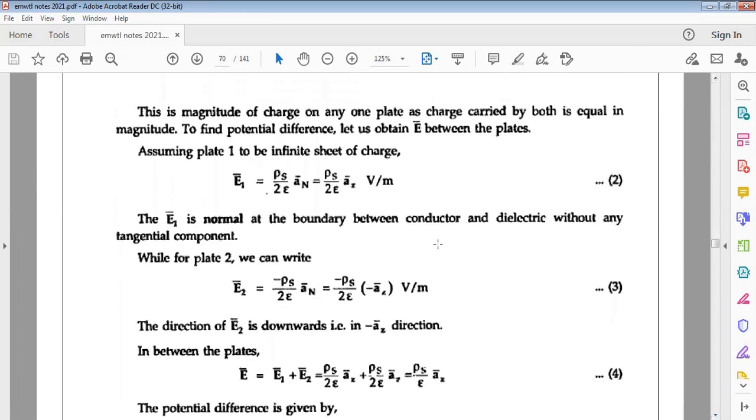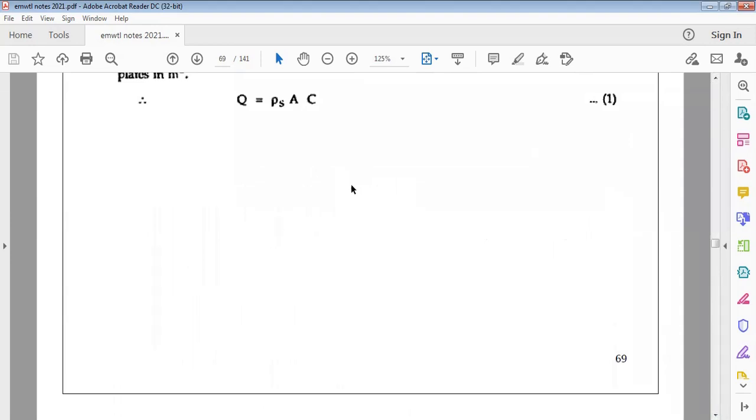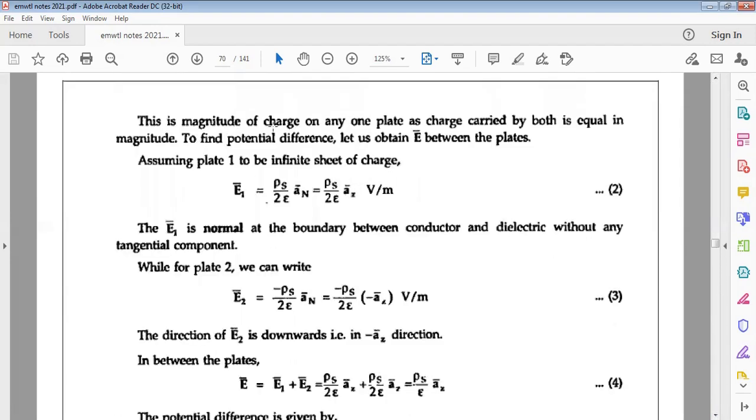And now, the magnitude of the charge on any one of the plates, both are equal in magnitude. To find the potential difference, let us obtain the E bar between the plates.